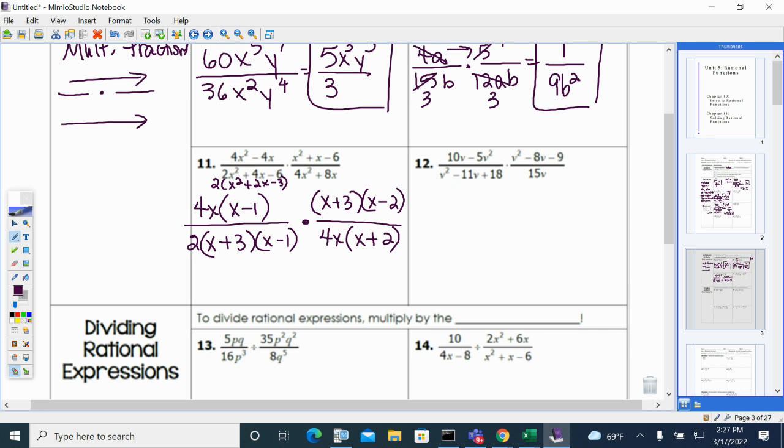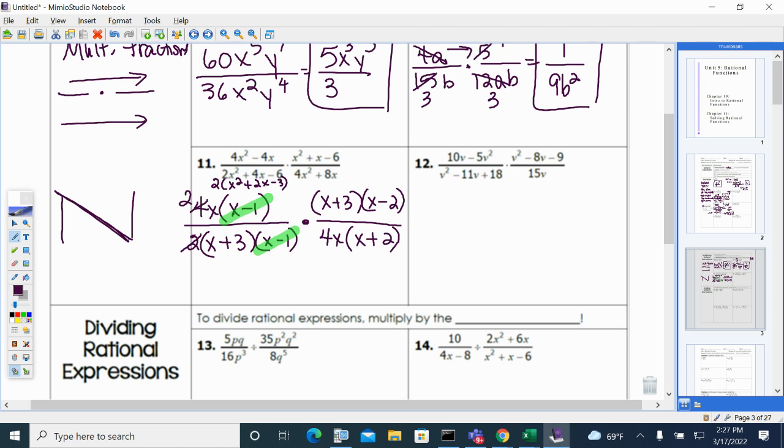So again, in this situation, you want to look within the same fractions to see if there's anything that can simplify. So the x minus 1s will cancel. And 2 is going to go into 4. 2 goes into 4 2 times. Nothing else is going to cancel in that fraction. In the second fraction, nothing's going to cancel. So now let's look crossways.